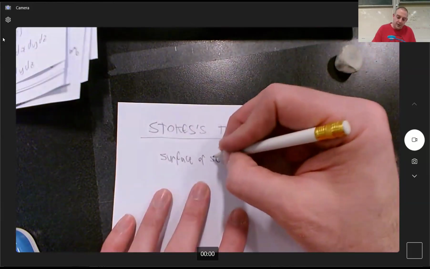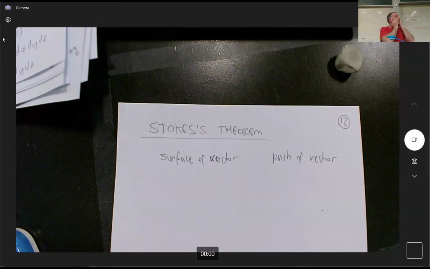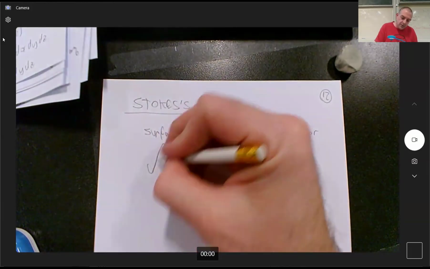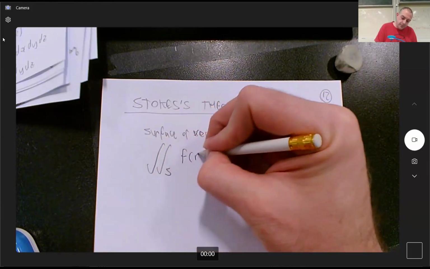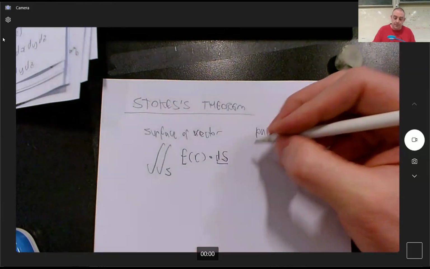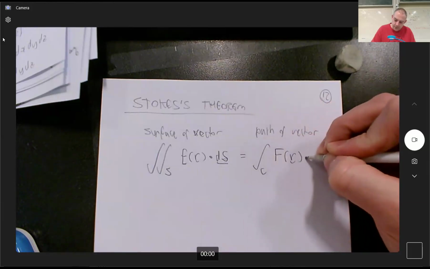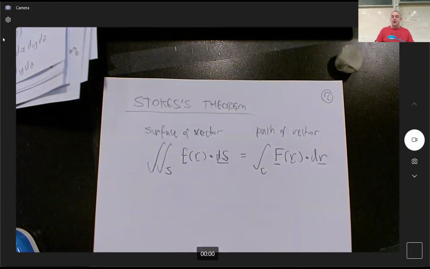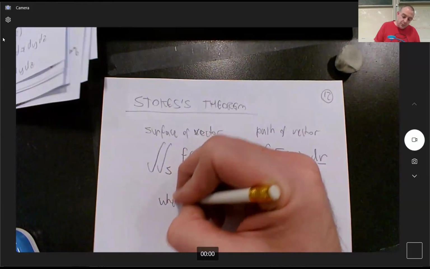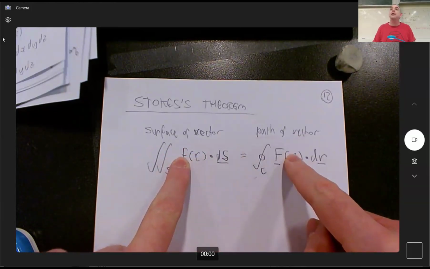Okay, but the surface integral of a vector function and the path integral of a vector, that's what Stokes's theorem talks about. But the two vector functions involved are different vector functions. And so Stokes's theorem connects a double integral across the surface of a function dot dS, like that. So this is a vector function. And a path integral, also of a vector function. And this path is also closed up. So this is true when this function is a derivative of this function. And the correct derivative is the curl.